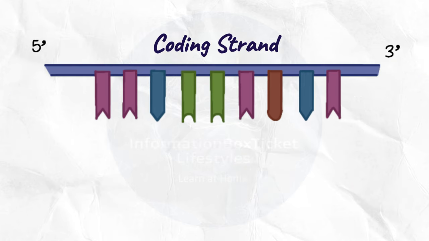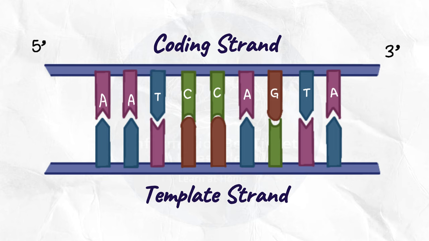Assuming the coding strand looks like this: 5' end A, A, T, C, C, A, G, T, A, 3' end. The template strand will look like this: 3' end T, T, A, G, G, T, C, A, T, 5' end.